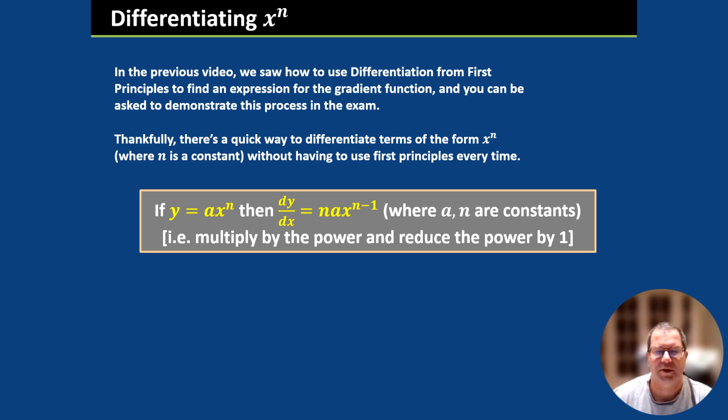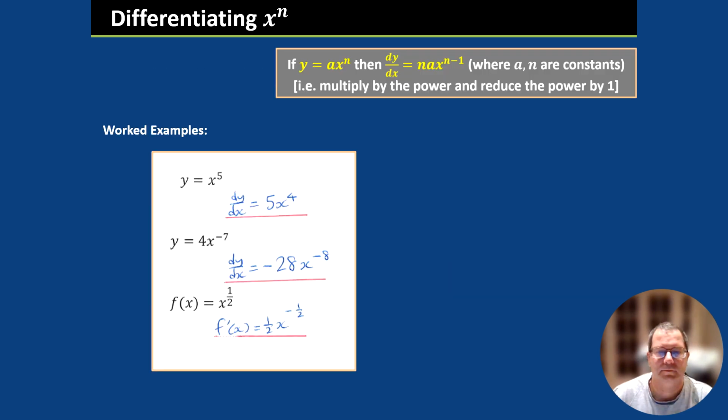So, if y equals ax to the n, where a and n are constants, then dy by dx is nax to the n minus 1, i.e. we multiply by the power, which was n, and then we reduce that power by 1. So we're going to look at some worked examples.